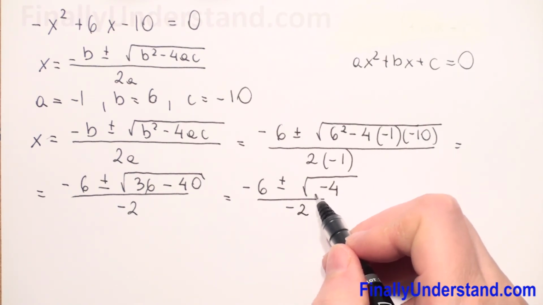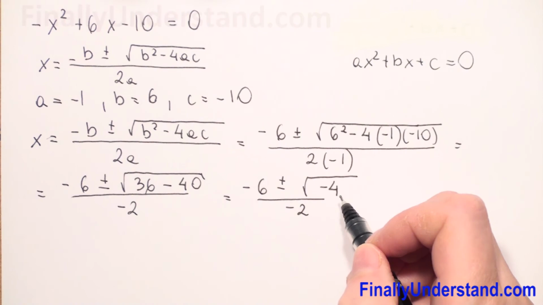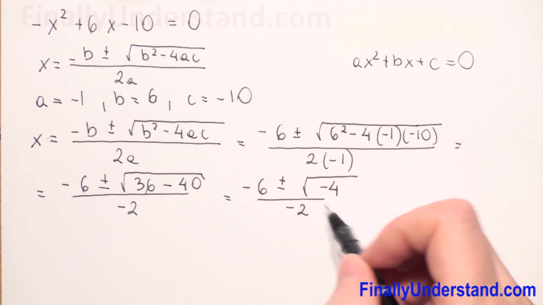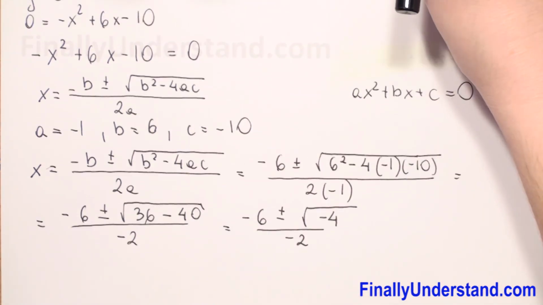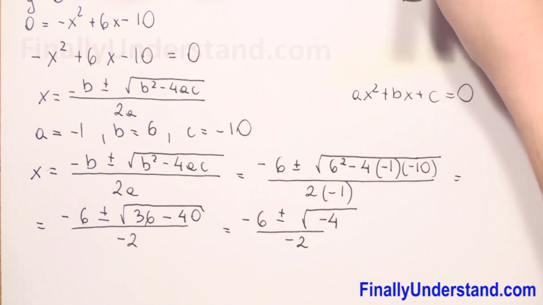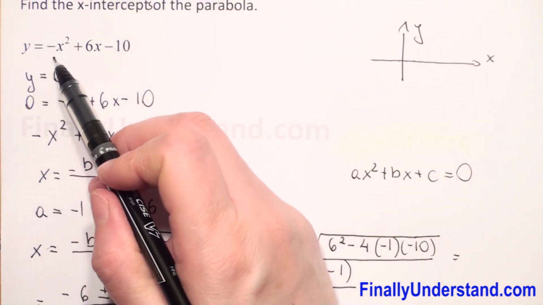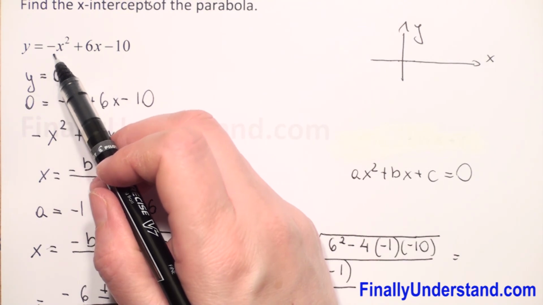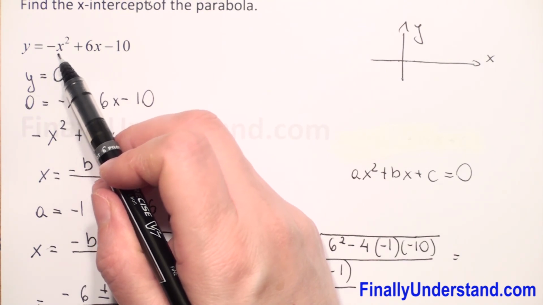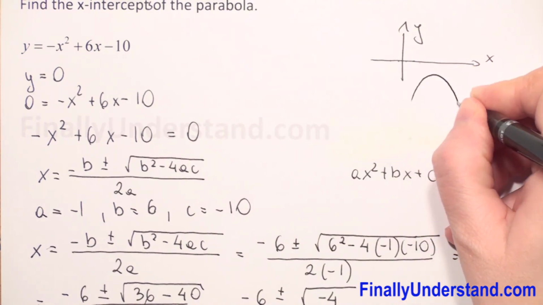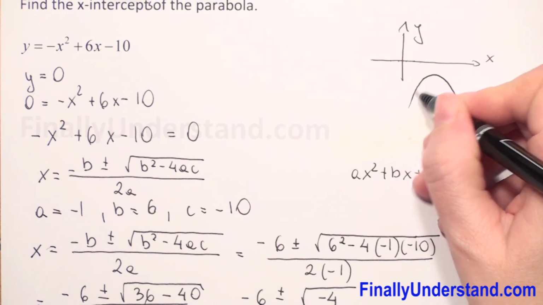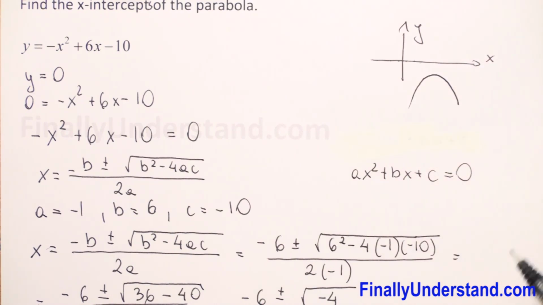Because under the square root we have a negative number, it means that we don't have real solutions. So it means that our parabola doesn't intercept the x-axis, because the coefficient before x squared is negative. It means that our parabola opens downward and doesn't touch the x-axis. Something like this we can write. So we don't have an x-intercept in this example. This is my solution.